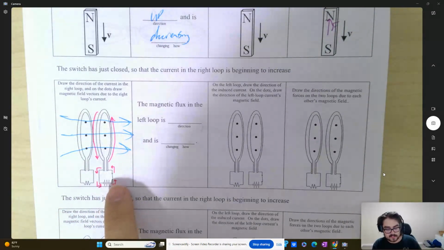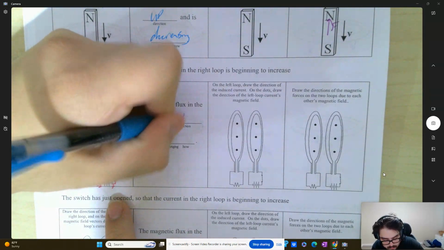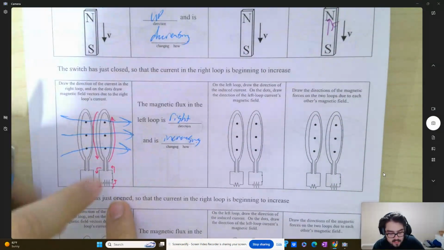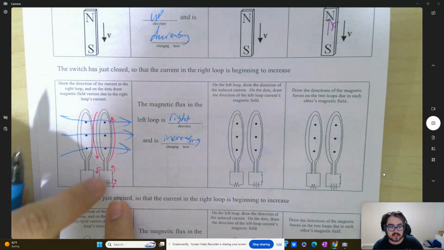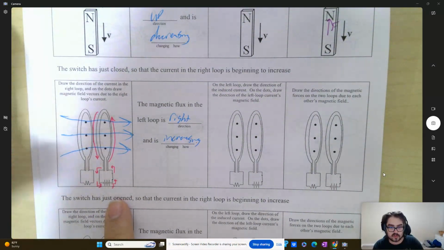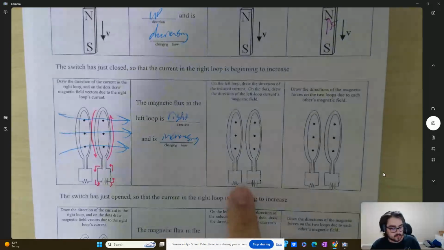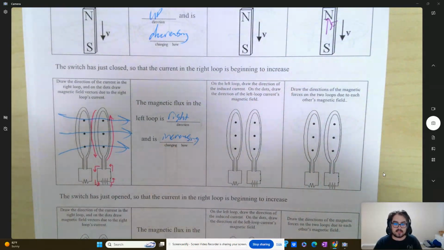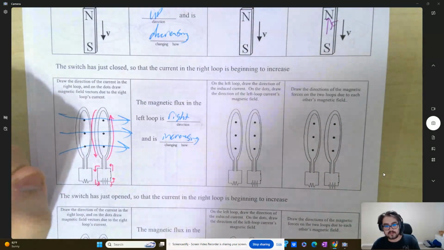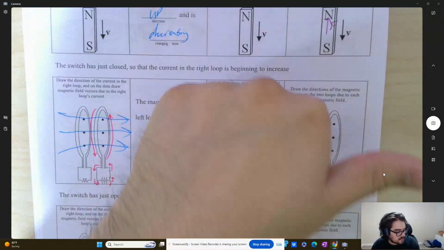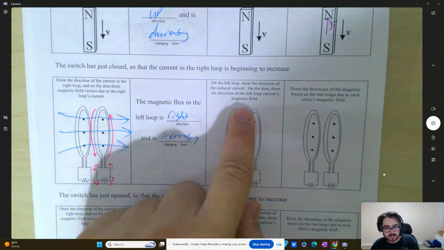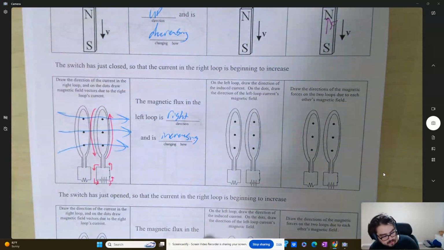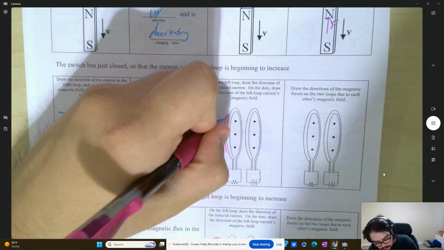So the magnetic flux in the left loop is rightward, and it is increasing. How do we know it's increasing? Because this is charging up. As the current increases, the magnetic field should also increase. So we have the magnetic field going to the right. It's increasing, so we need to use our left hand. Our magnetic field goes to the right, and we should see that it's going to go into the page on the top, out of the page at the bottom. So this is going to go basically the opposite direction.